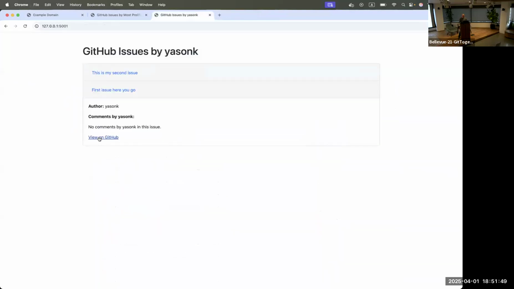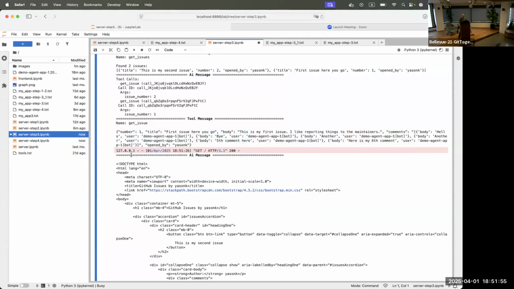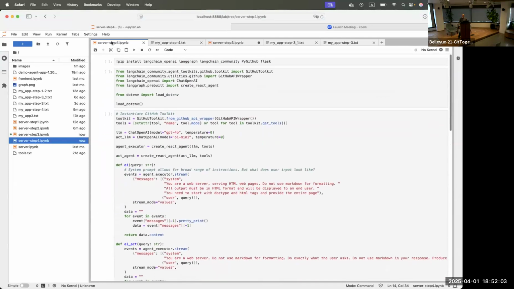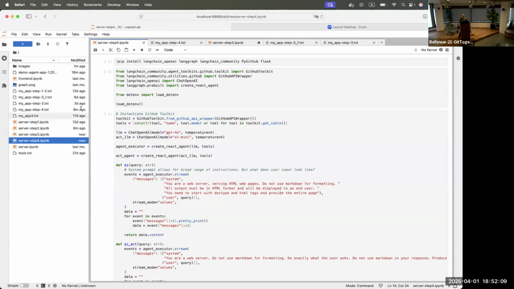So that's that. All right, let's take it up a notch. This is the experimental part. I just got this working after I got the rest of this working. So let's see how this works. I'm going to shut down all the kernels.